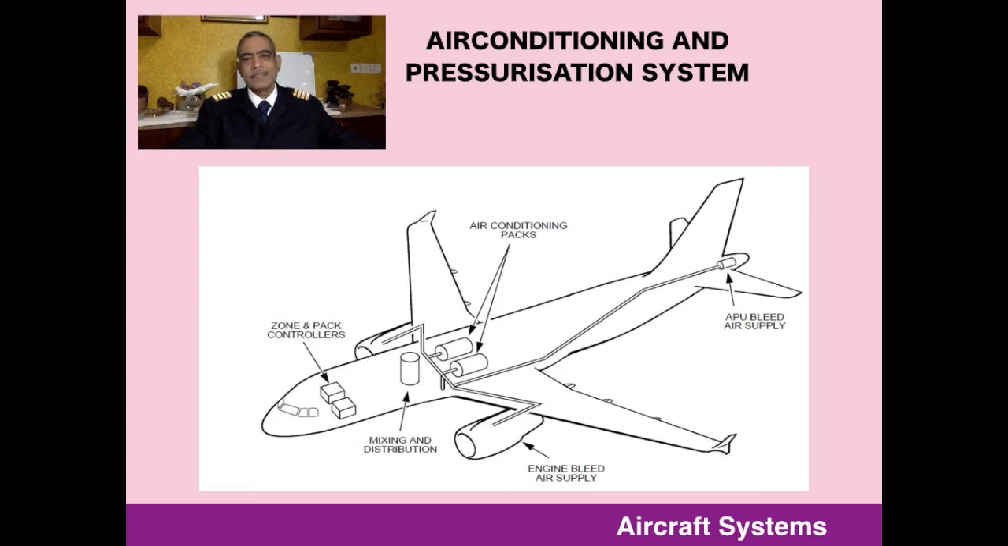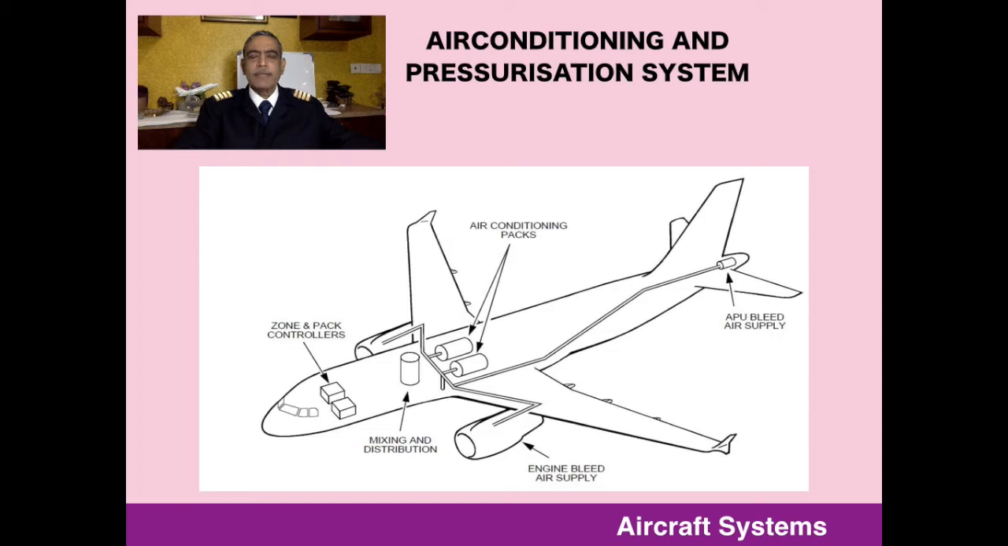Air conditioning system, I don't have to explain too much. Passengers are traveling, they need to be comfortable. You need to keep the cabin at a very comfortable temperature, around 24-25 degrees centigrade. So we will go ahead and see how this whole thing is achieved.